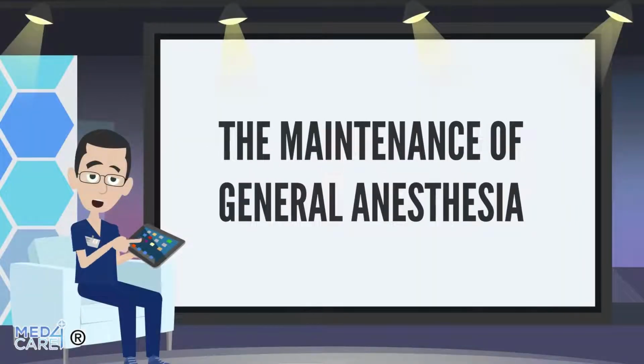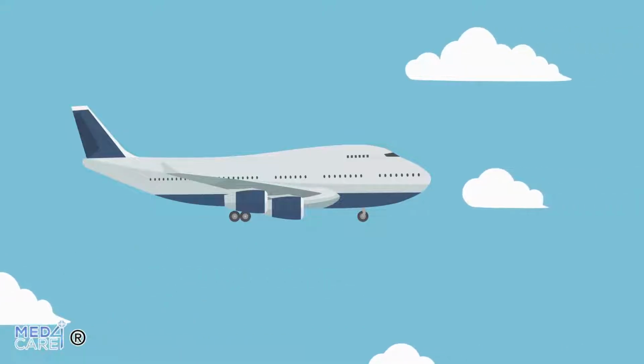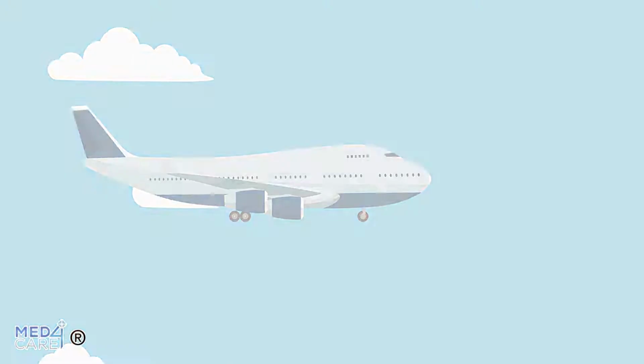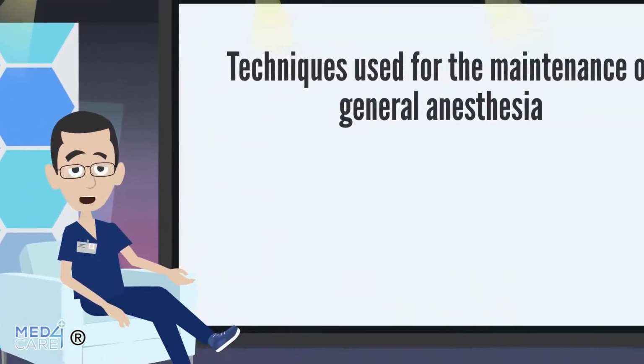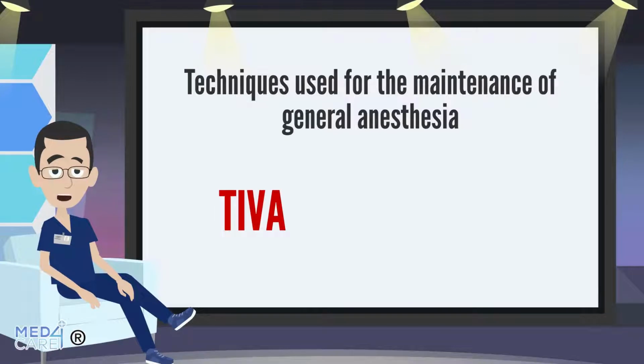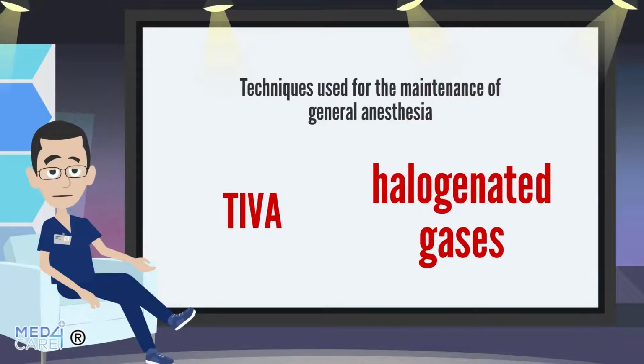The maintenance of general anesthesia. This moment of anesthesia can be compared to the altitude phase of an aerial flight. The techniques used for the maintenance of general anesthesia are usually two: the TIVA, or total intravenous anesthesia, and the use of halogenated gases through the anesthesia apparatus.